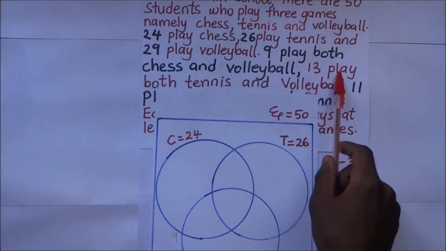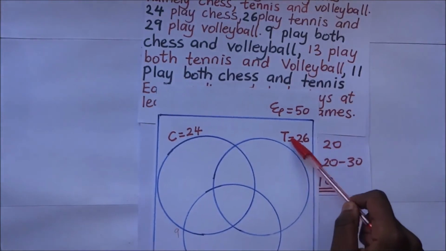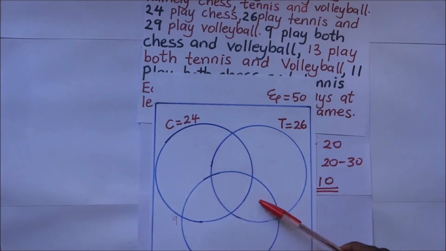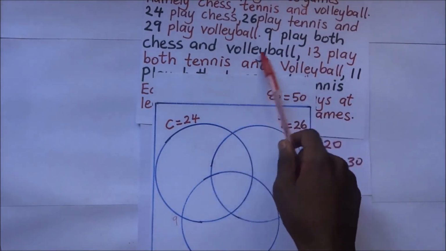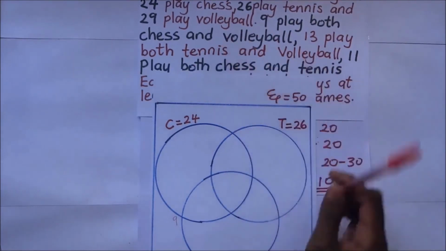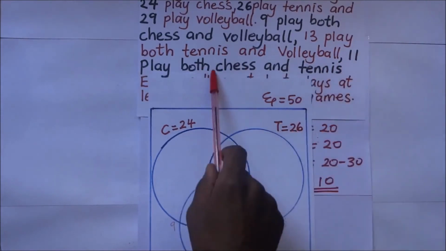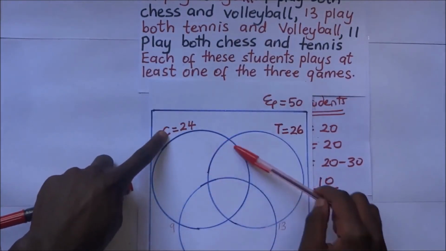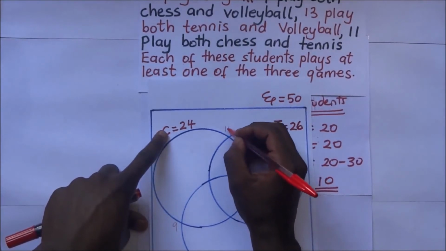Then 13 play both tennis and volleyball. So both tennis and volleyball, it's the same story. They are lying in this whole group. So there are how many? 9 play both chess and volleyball. 13 play both tennis and volleyball. So we put the 13 right there, temporarily. Then 11 play both chess and tennis. Those who are playing both chess and tennis here are 11. So we put it there.